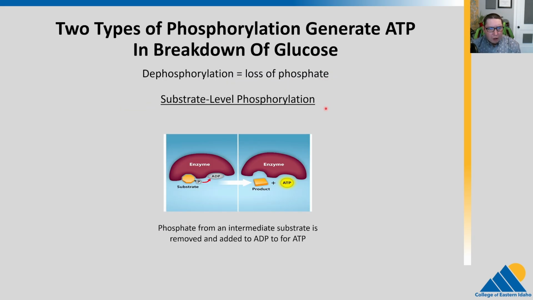So one of the things here, we said making ATP. Well, if we start with ADP, that has two phosphates, we need to put a phosphate back on. This is where a process called phosphorylation comes in. Phosphorylation is adding a phosphate to something. Simple as that. There's lots of different types, though. We're going to talk about two types where we can build ATP in the breakdown of glucose.